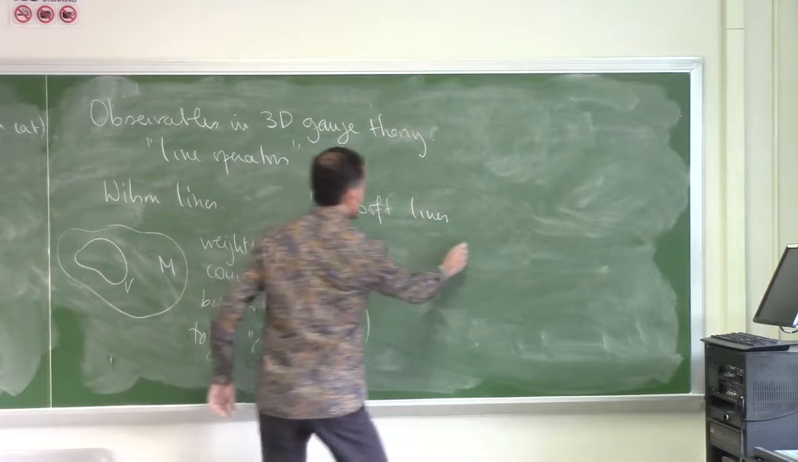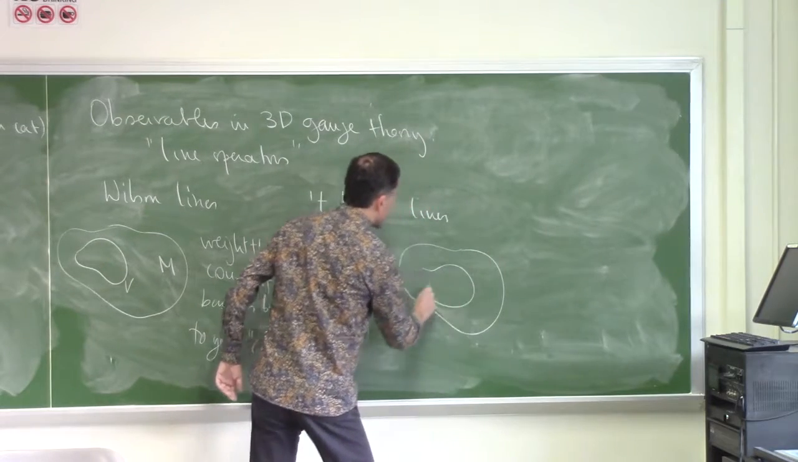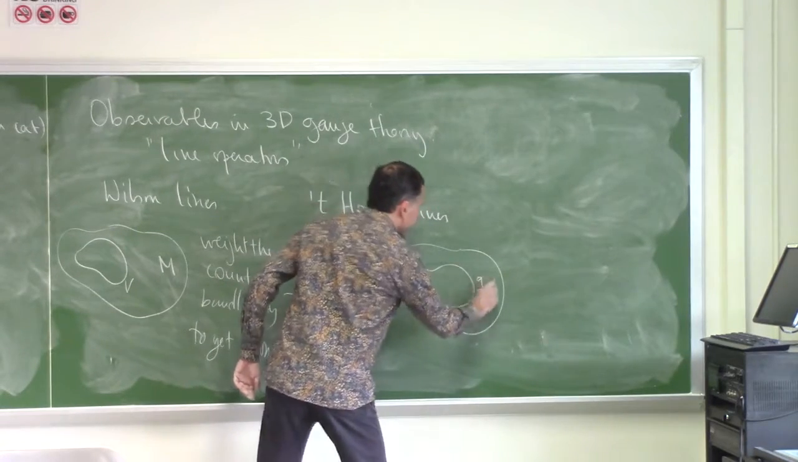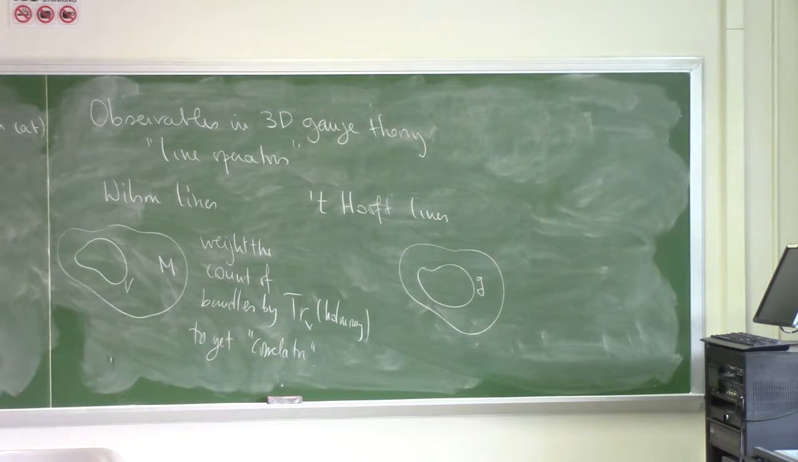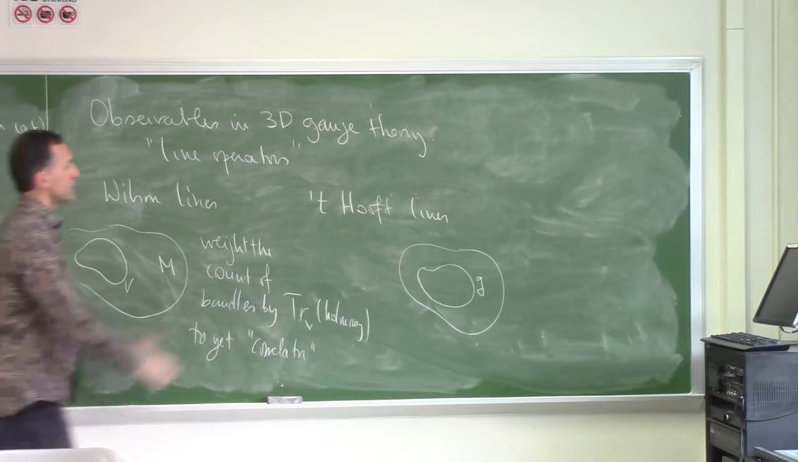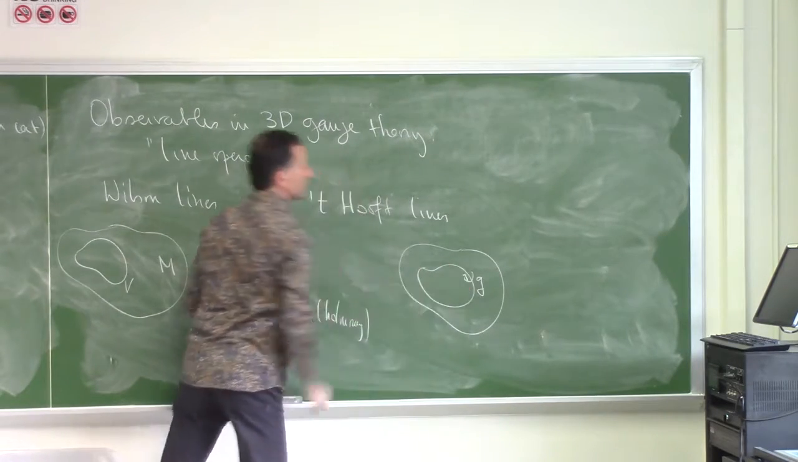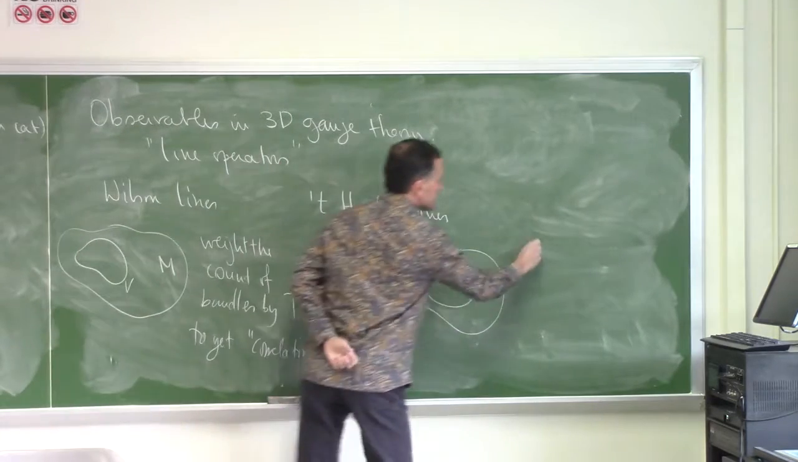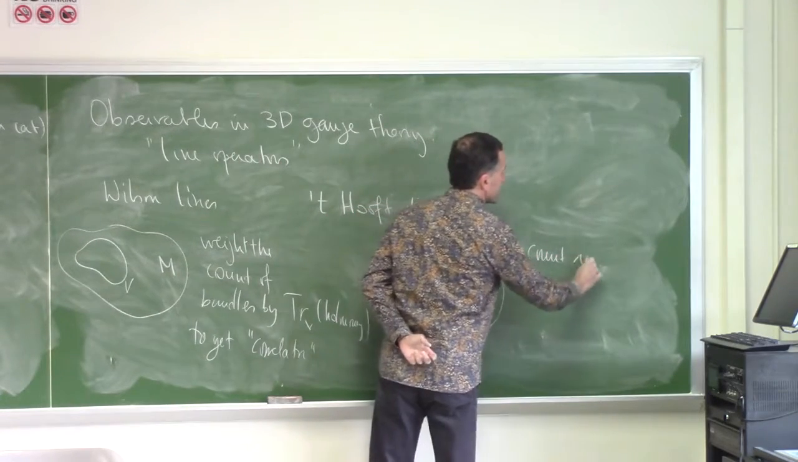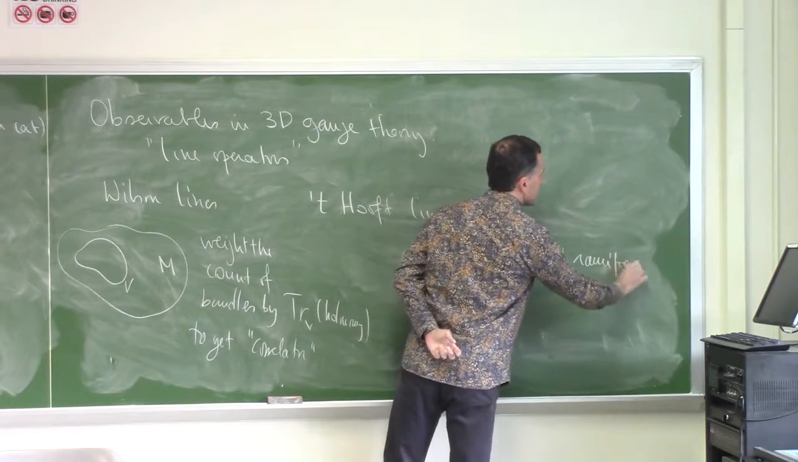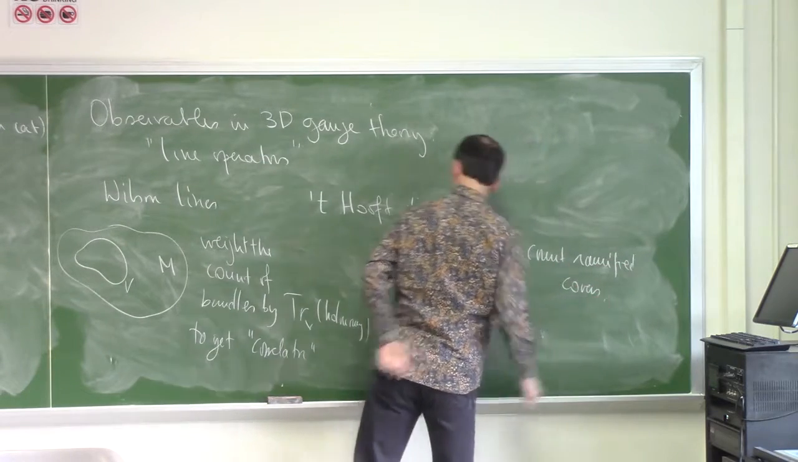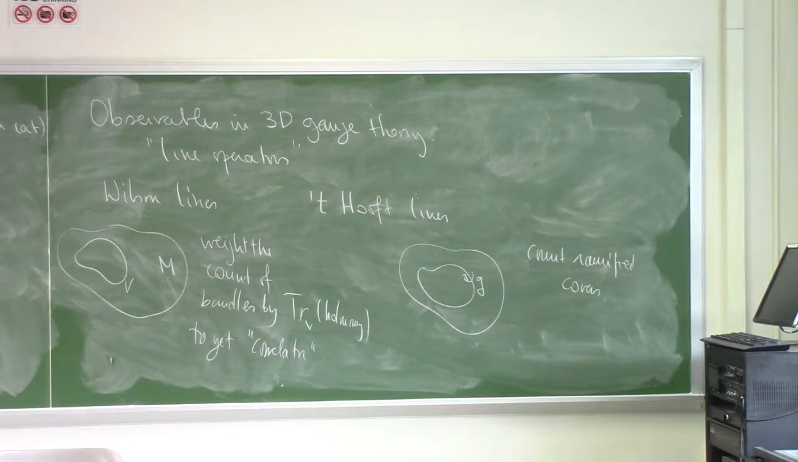The 't Hooft line, again in the closed manifold, you have a loop, and the loop is labeled by a group element. And what you do there, instead of counting bundles, you're counting ramified covers, ramification around that loop with monodromy around the loop given by the group element. You count ramified covers. So I'll just tell you without demonstrating that these operators can be defined abstractly.